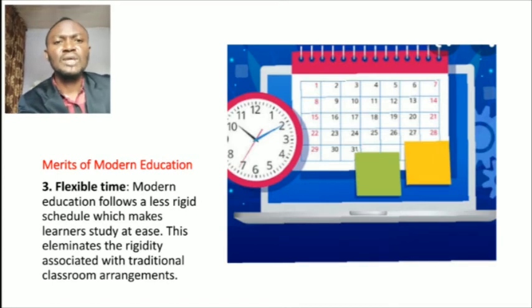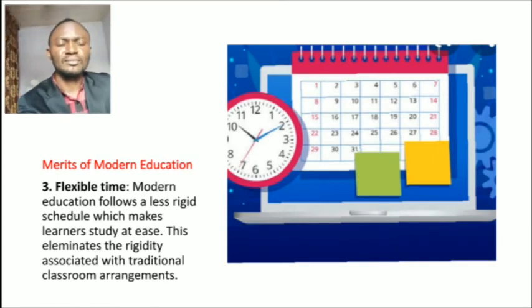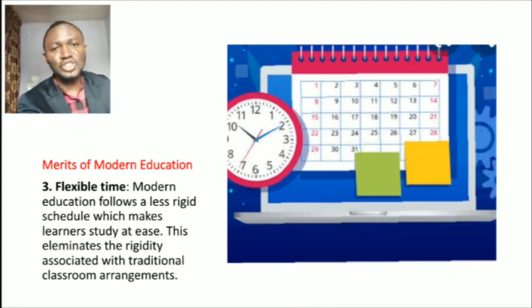Number 3, flexible time. It allows for flexibility. Modern education is not as rigid as the traditional system, where you must study at a particular point in time, a particular subject, or a given learning experience. You are free to consult the online tutorial platforms and take lectures anytime you want. We've stated this earlier on.